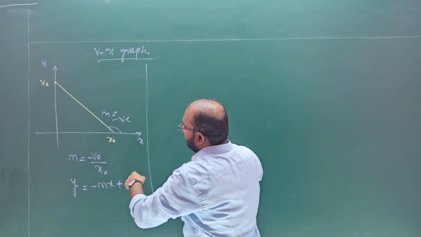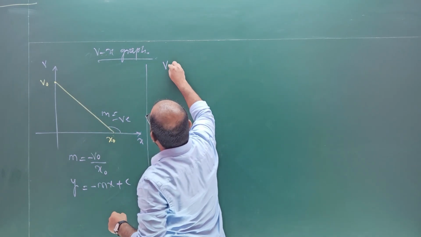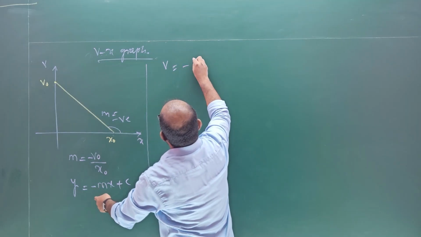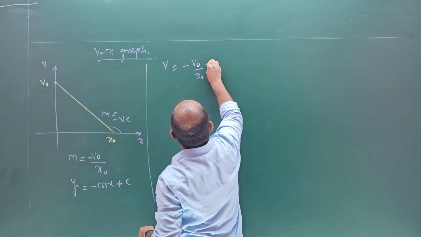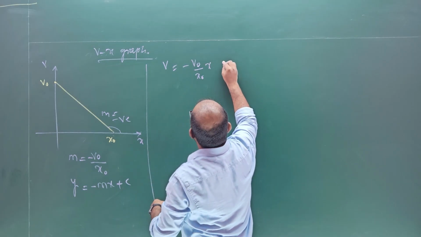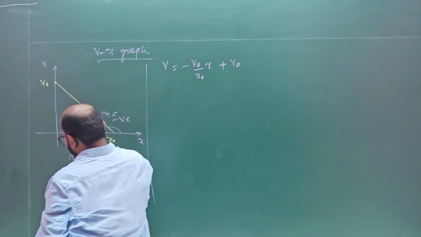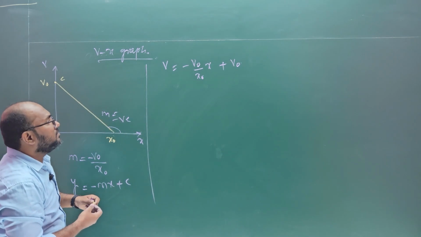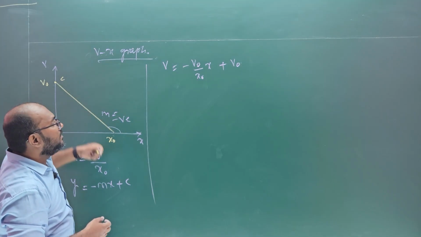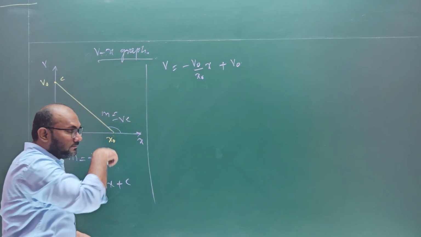Okay, now substituting the values. Who is on the y, that means can I say v? So v is equal to minus (v naught upon x naught) into x, and the c value, who is on c? Intercept, can I say v naught? So this is your y intercept c, and the slope is already given. So in terms of c, I can write v naught.